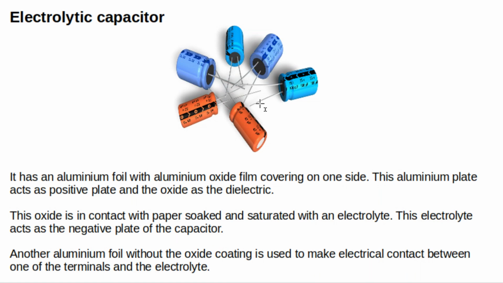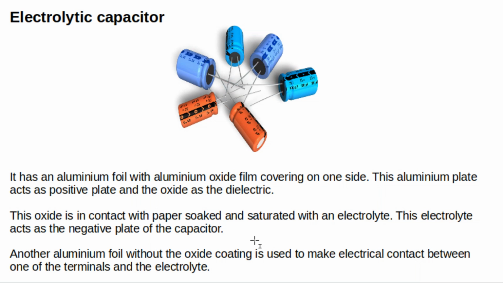Here you can see electrolytic capacitors. It has an aluminum foil with aluminum oxide film on one side. So it's an aluminum foil and one side is coated with aluminum oxide film. This aluminum plate acts as the positive plate and the oxide as the dielectric. And this oxide side is in contact with a paper which is fully soaked with an electrolyte, almost saturated with that electrolyte. This electrolyte acts as the negative plate of the capacitor.